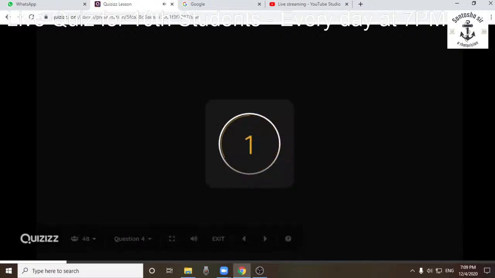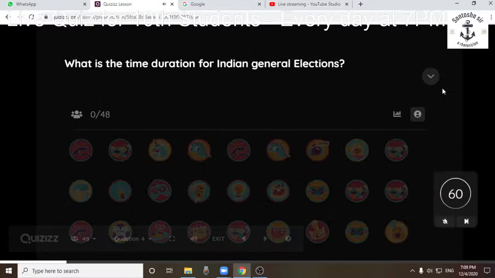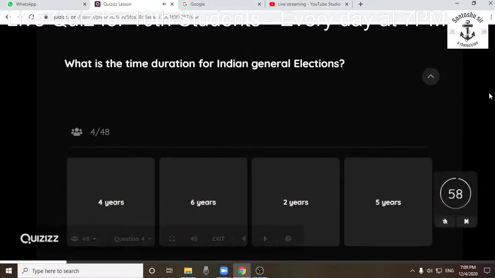Question number 4. What is the time duration for Indian general elections? 6th class bit, I guess. You have 4 different options on the screen. Choose the right one. You have 40 seconds more. 24 members already answered out of 49.